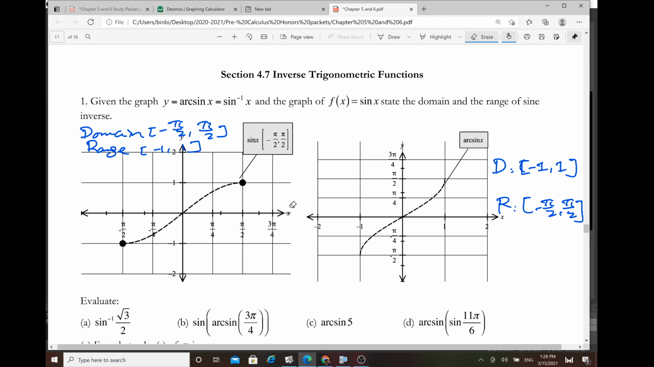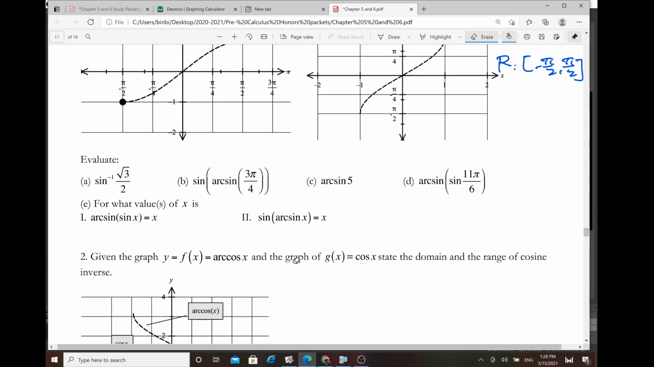Okay, so now let's find the rest of those exact values. Evaluate inverse sine of root 3 over 2. One thing we notice: root 3 over 2, so sine of theta equals root 3 over 2, means it's 60 degrees, or pi over 3. What this is saying is, what angle makes sine of theta equal root 3 over 2? Which is what? 60 degrees, or pi over 3.